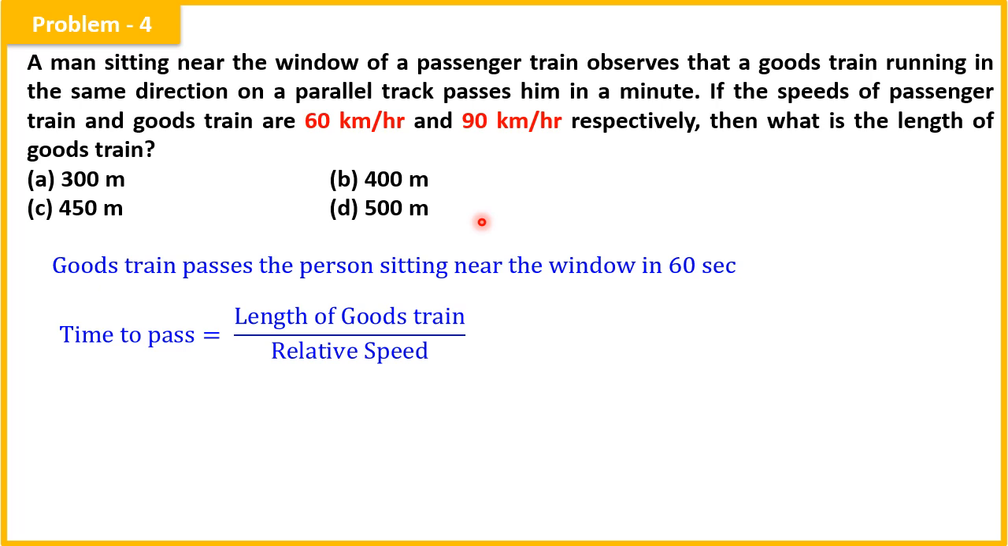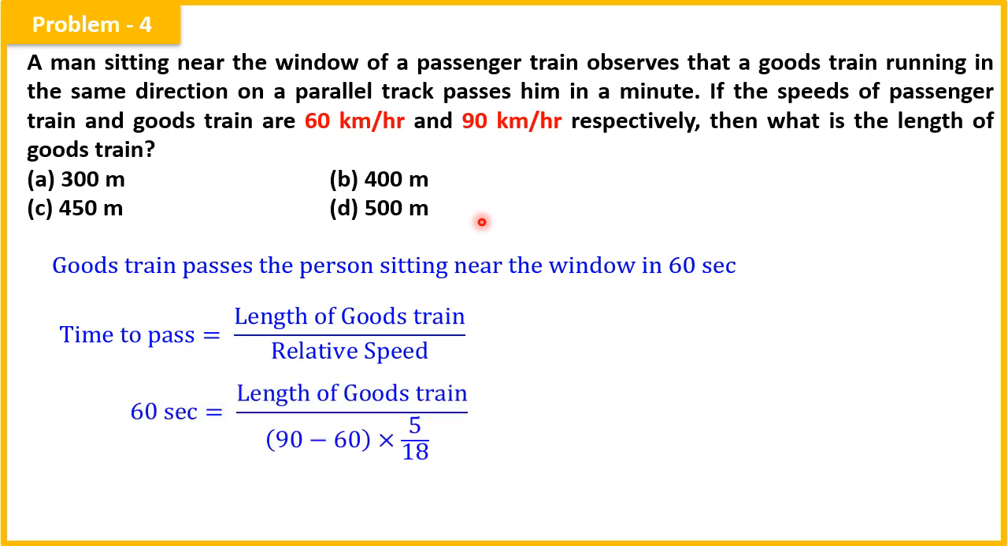So time to pass is equal to length of the goods train divided by relative speed. So time to pass I will put here as 60 seconds. Length of the goods train we need to determine, and relative speed will be the difference of their speed because both are going in same direction. As this relative speed is in kilometer per hour, to convert it to meter per second, I will multiply here with 5 by 18. Solving this, the length of goods train comes out to be 500 meters. Option D is the right answer.